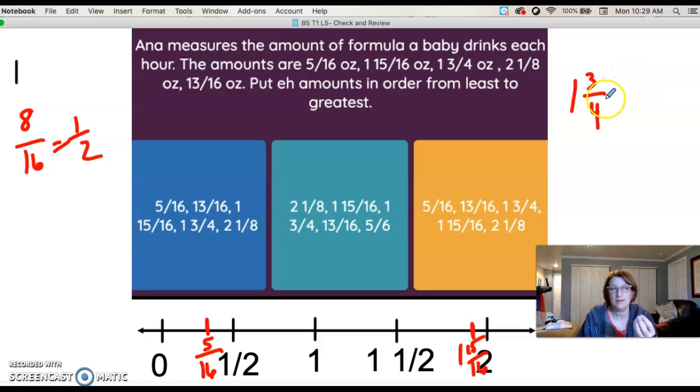A fourth is a larger piece. So 1 3/4 is not quite as big as 1 15/16. 1 15/16 is one of those little purple pieces away from 2. And 1 3/4 is one of those 1/4 pieces away from 2. So it's smaller than 1 15/16. 2 1/8's got to be up here above 2.